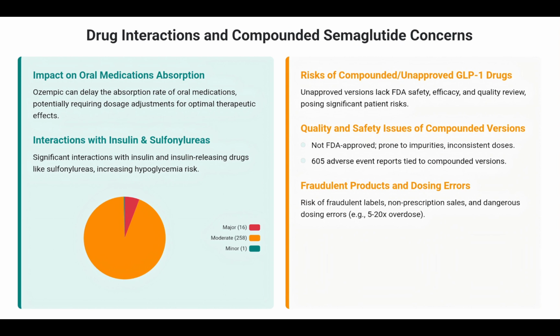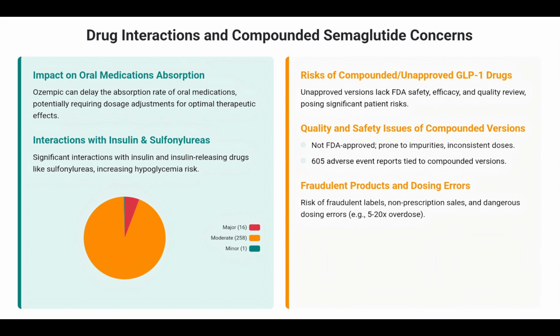The compounded semaglutide problem. This is a critical patient safety issue. Due to global shortages of branded Ozempic and the high cost of the drug, a market for compounded and unapproved versions of semaglutide has emerged, often sold online without a prescription. Here is why this is dangerous. Compounded versions lack FDA safety, efficacy, and quality review. They may contain impurities and inconsistent dosing. There have been 605 adverse event reports tied directly to compounded semaglutide formulations.